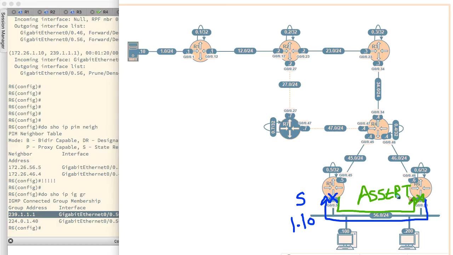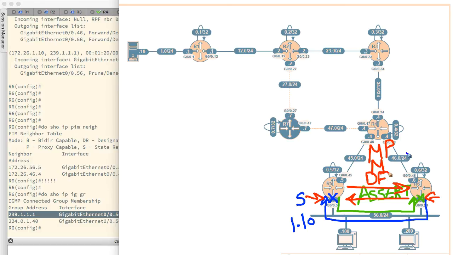So they should have both now sent an assert packet to each other. And based on the assert packets, so the assert packet contains what? It contains the metric preference. It contains the actual metric. And it contains the outgoing IP. So it's not visible here, but the outgoing IP. And one out of those has to become the designated forwarder.